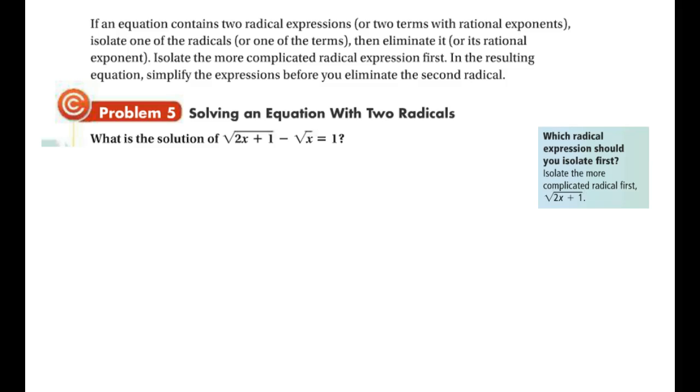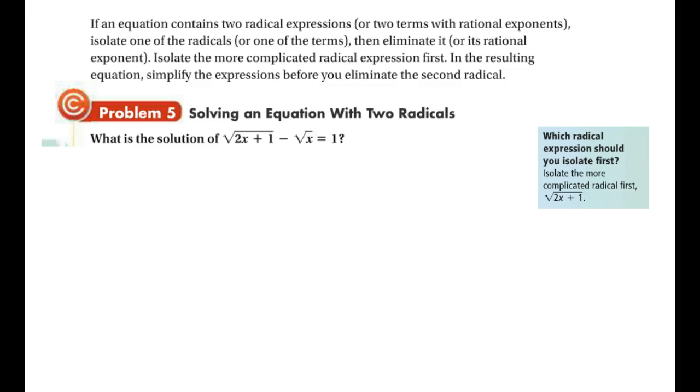If we're given an equation that contains two radical expressions or two terms with rational exponents, what we want to do is isolate one of the radicals or one of the terms, then eliminate it or its rational exponent. When we're given two different radicals in an equation, what you want to do is isolate the more complicated radical expression first. And then in the resulting equation, we're going to simplify the expressions before we eliminate the second radical. So this will make more sense when we do example 5 together.